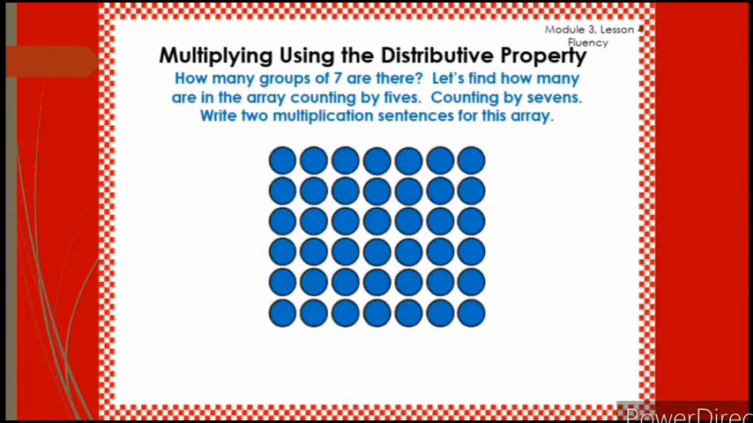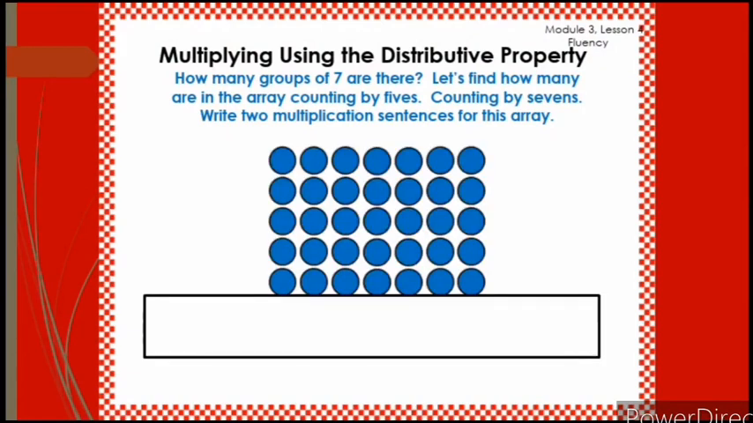So let's see how many groups of 7 are these. You can see them. How many groups of 7? We have 1, 2, 3, 4, and 5. So I have 5 groups of 7. I can also count in 5s. Counting in 5s, I'll have 5, 10, 15, 20, 25, 30, and 35.